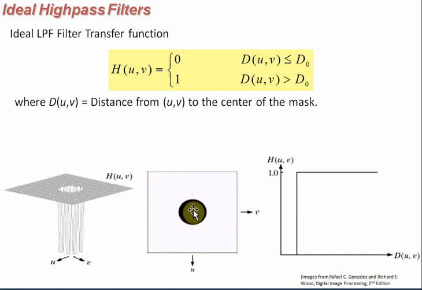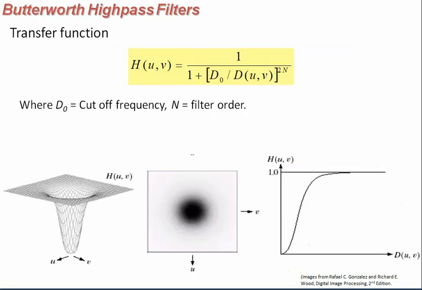At the center there is blackness, and here it is white. That means there is a sudden transition from this value to this value. Observe the characteristic curve also. This is the D naught. Up to D naught the value is 0, and beyond D naught the value is high, that is 1.